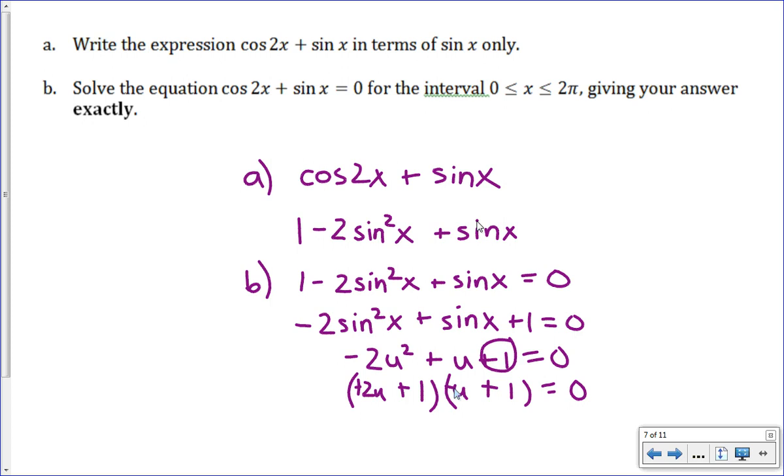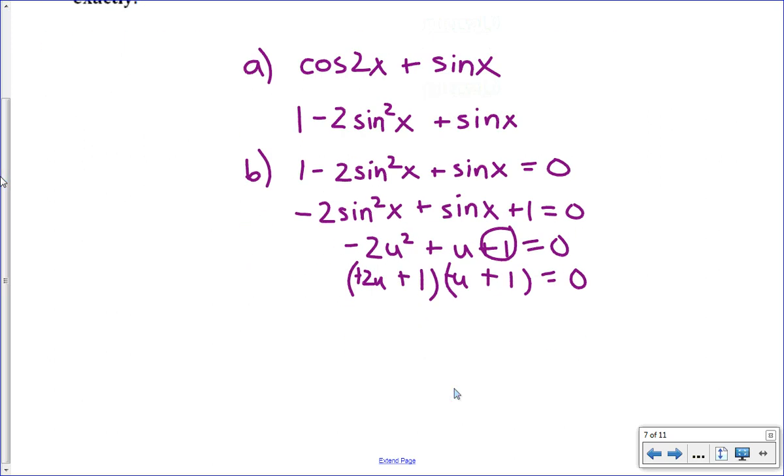So if I now go ahead and put sine back in place of u, I can see that the first parentheses is 2 sine x plus 1. And the second parentheses is negative sine x plus 1. And it equals 0. So when we factor, it must say equals 0. I should have established that at the beginning, but it did say equals 0 before I started factoring. And now I'm going to set each of these factors equal to 0.